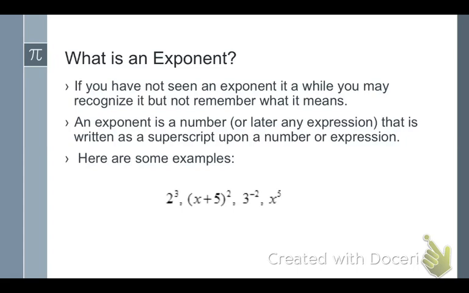So an exponent is written as what we call a superscript. In this case, when we say 2 to the third power, that is a superscript. You can see this x plus 5 has a superscript of a 2. That would be an exponent of 2 on the x plus 5 that's grouped together. 3 to the negative 2, the exponent is negative 2. X to the 5th, the exponent is 5.